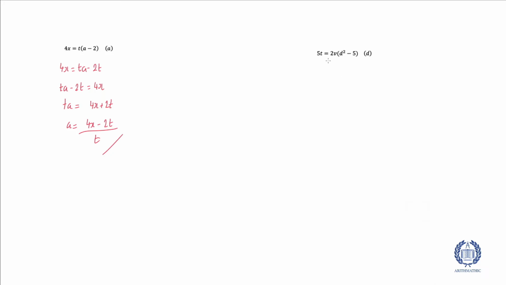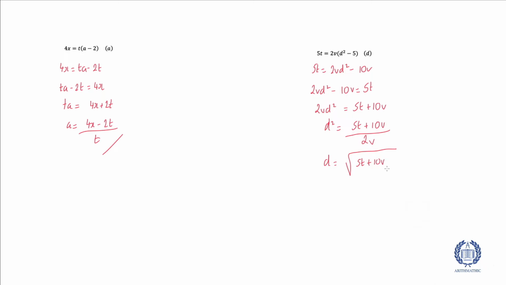Now for this next one, we want to make D the subject. So we're going to again expand this. So we're going to say 2VD squared minus 10V, right? Now, because I want D the subject, we can rewrite this as 2VD squared minus 10V is equals to 5T. And now we keep 2VD squared on the left and move the 10V to the right. So that gives us 5T plus 10V. Now D squared will be by itself, and then we're going to have 5T plus 10V divided by 2V, right? Now the final step to get the square out from D, we're going to square root it. So that's the square root of 5T plus 10V over 2V. And that should have been your answer.